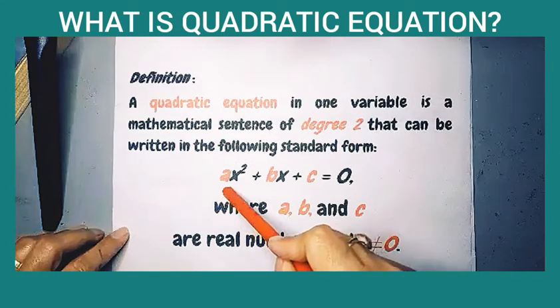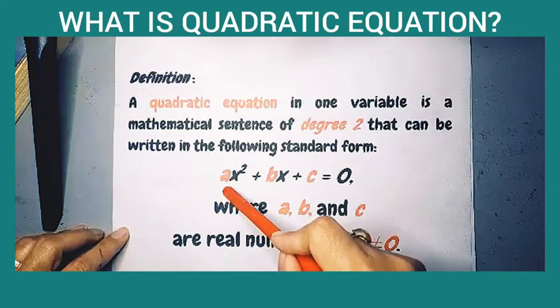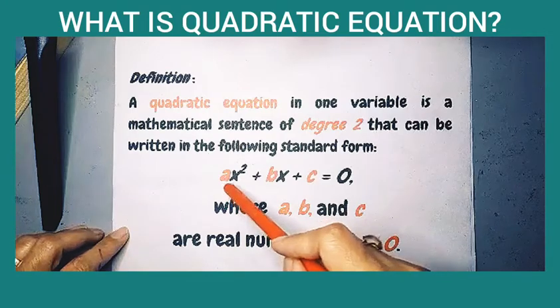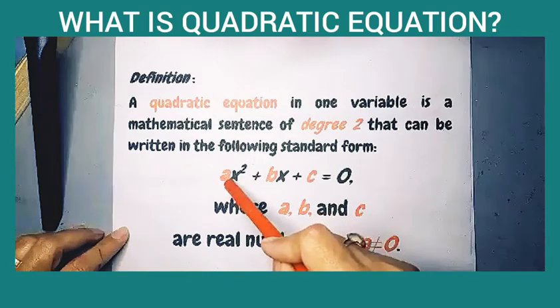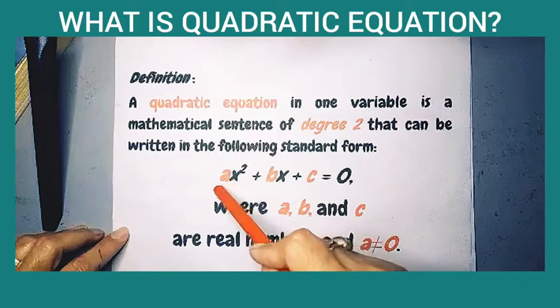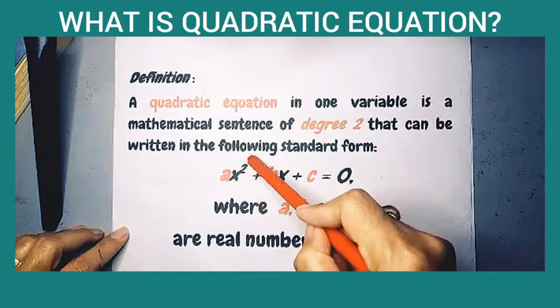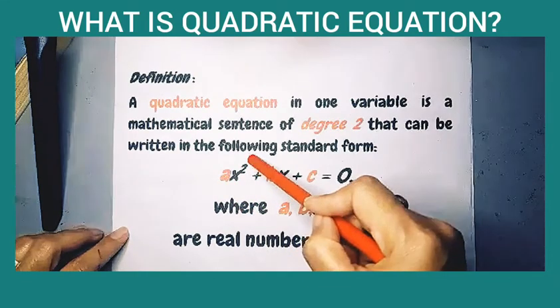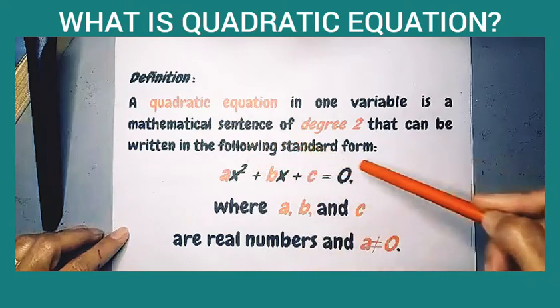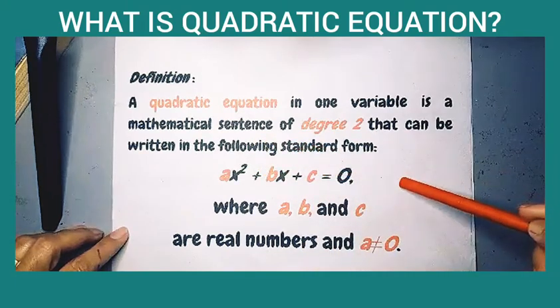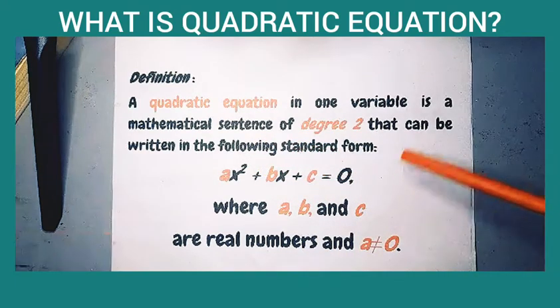What happens if the value of a is 0? In that case, if a is 0, everything in this quadratic term becomes 0, and it does not define a quadratic equation anymore.